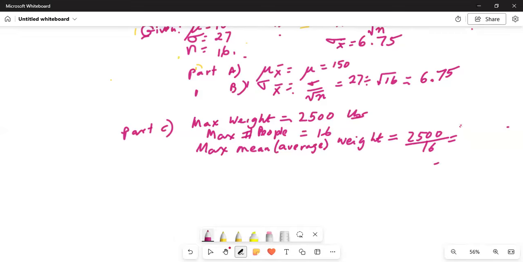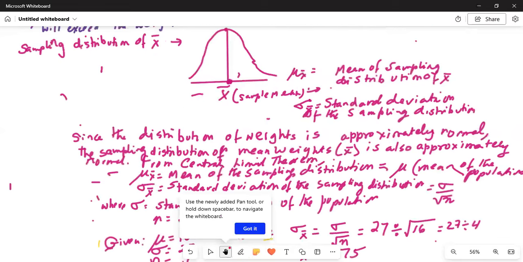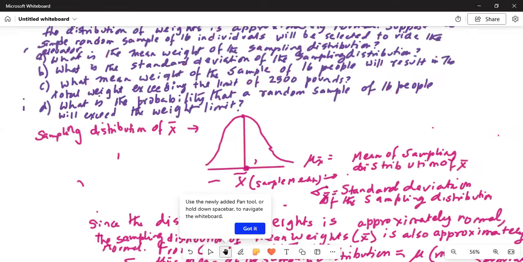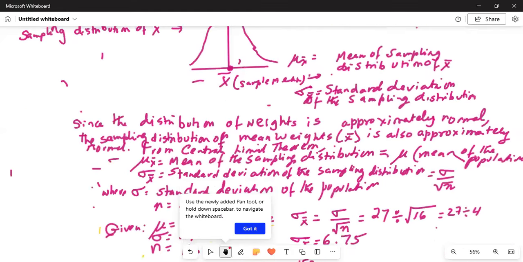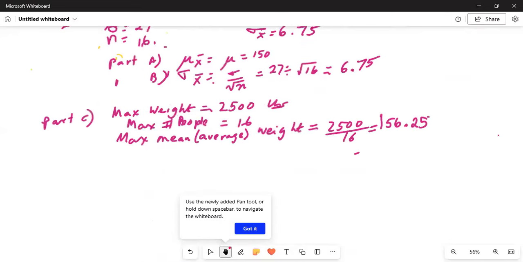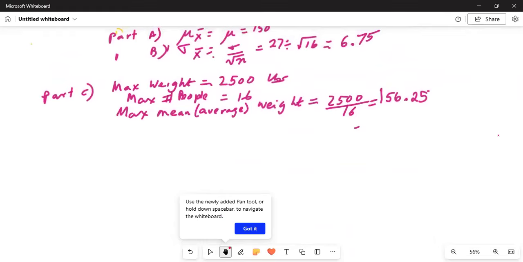So if the average weight of a person for a sample of size 16 is more than 156.25 pounds, that will exceed the total weight limit. And if you remember in part D, the last part, what is the probability that a random sample of 16 people will exceed the weight limit? That is, their average weight will exceed 156.25.